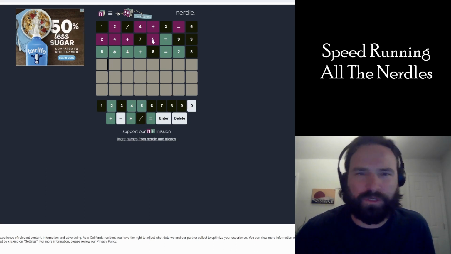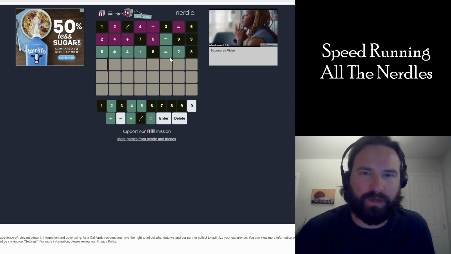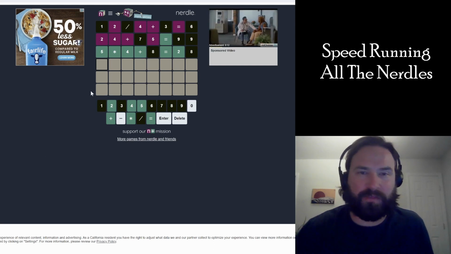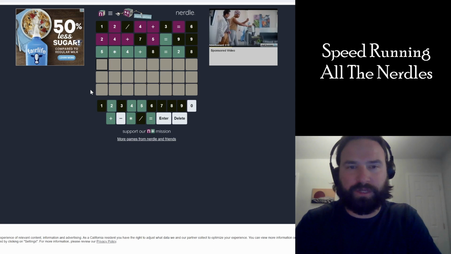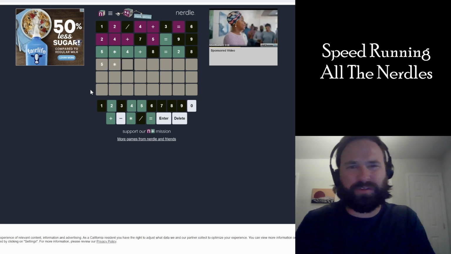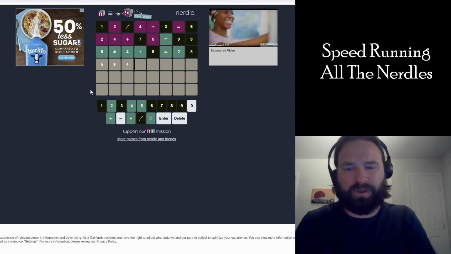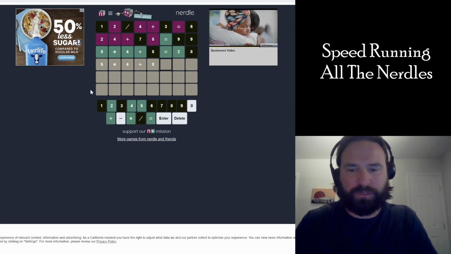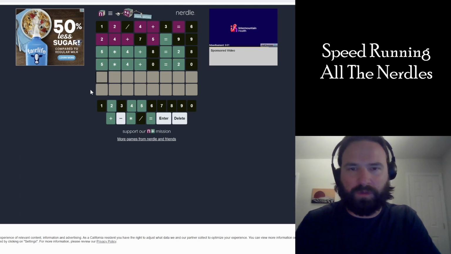2, 4, or 0. It can't be 5 because we already used 5 there. Okay, but it could be any of the other 3. I guess I haven't used 0 yet, so I could just do 0. I don't think they usually add 0. Maybe they do. Let's get the 0 involved just to make sure. Equals 20. But I'm going to be going up against it here.